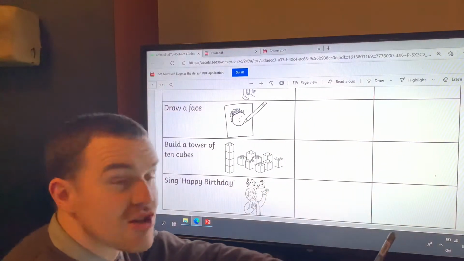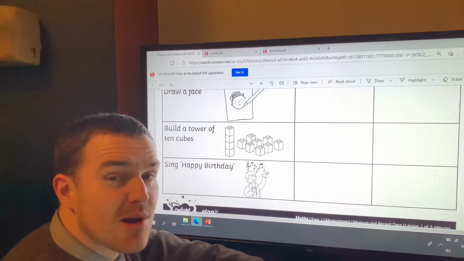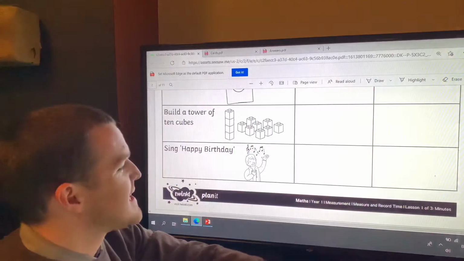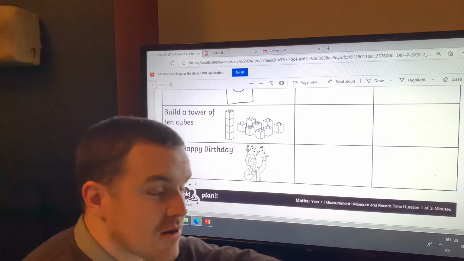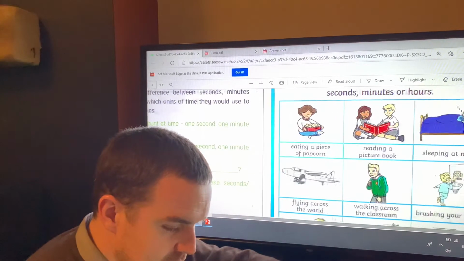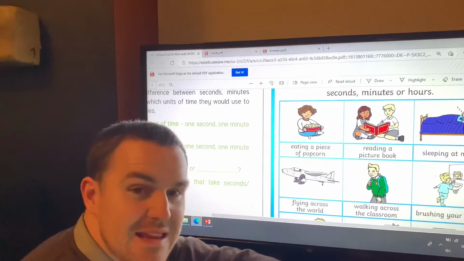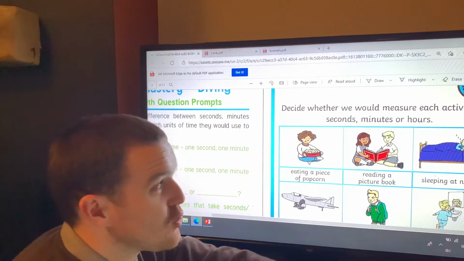I suppose it all depends how detailed they are. Build a tower of cubes. You might build a tower of Lego blocks. You probably don't have maths cubes at home. Sing happy birthday. Probably going to be able to sing that once or twice in a minute, aren't you? So anyway, that's one of your challenges. If you think that you become really, really good at estimating how many things you can do, have a go at one of these other challenges.